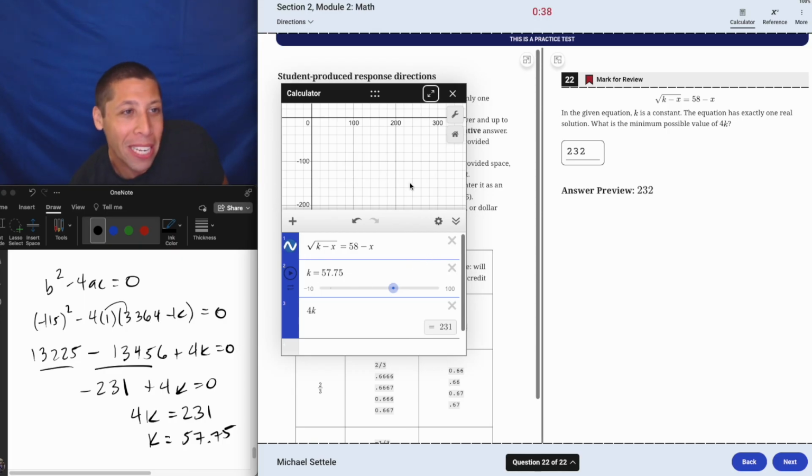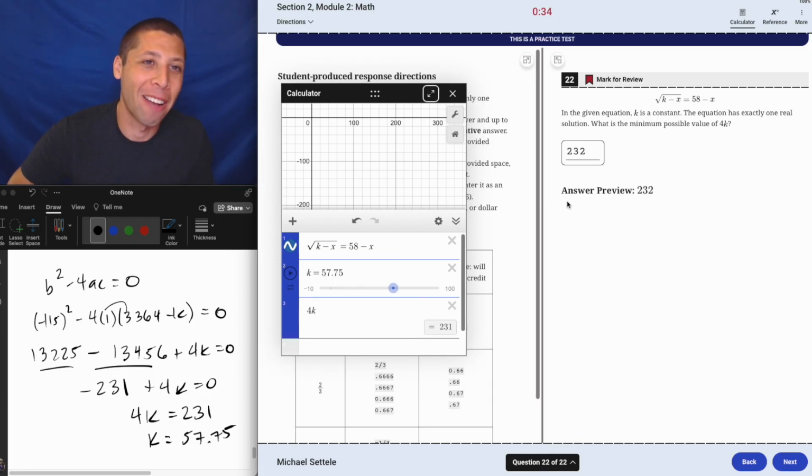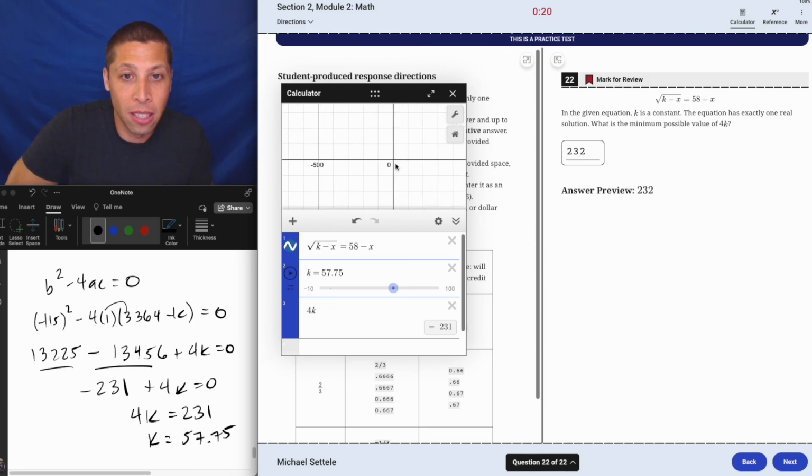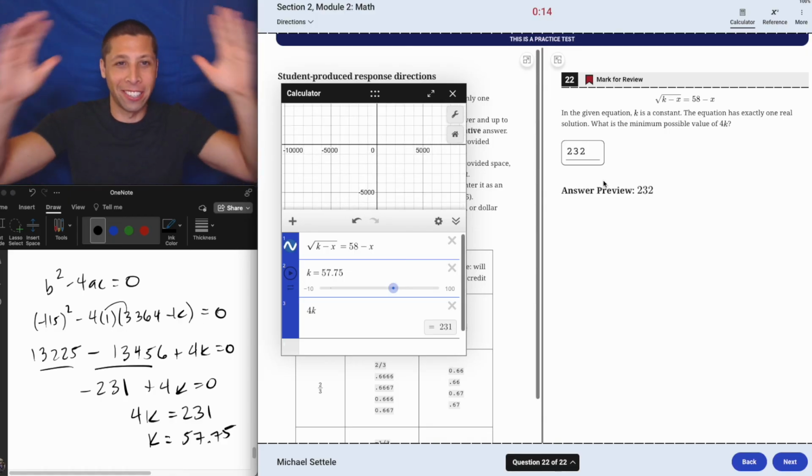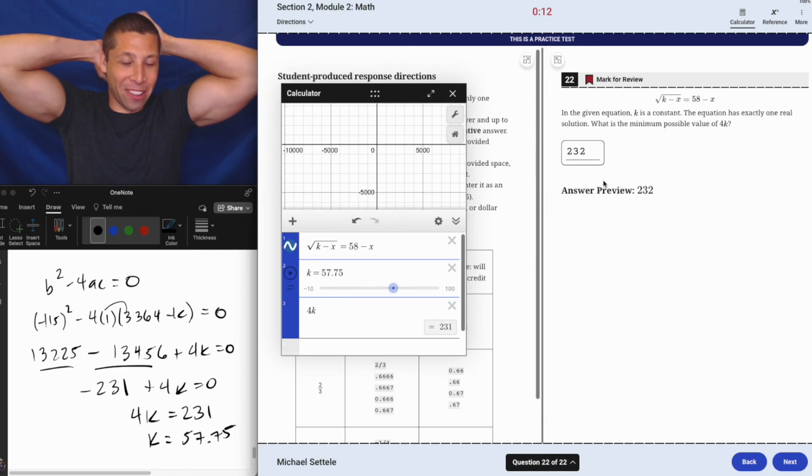What is the minimum possible value of 4k? Why is it minimum possible? I'm gonna get this wrong. What do I do? 231 or 232? I don't see a solution in 57.75. I don't see a solution. Stick with 232. Trust the calculator. Let's see if that works.